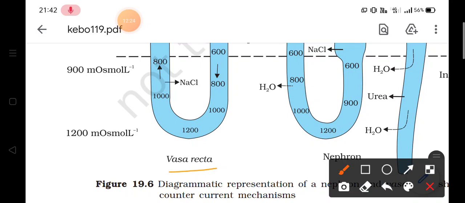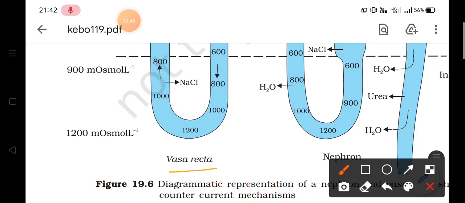And why is there a need for such a mechanism? Why are these ions coming out or going in? To maintain the osmolarity, to maintain the concentration gradient, and such a gradient is necessary to concentrate the urine or the filtrate. The human kidney can produce urine about 4 times more concentrated than the initial filtrate formed.